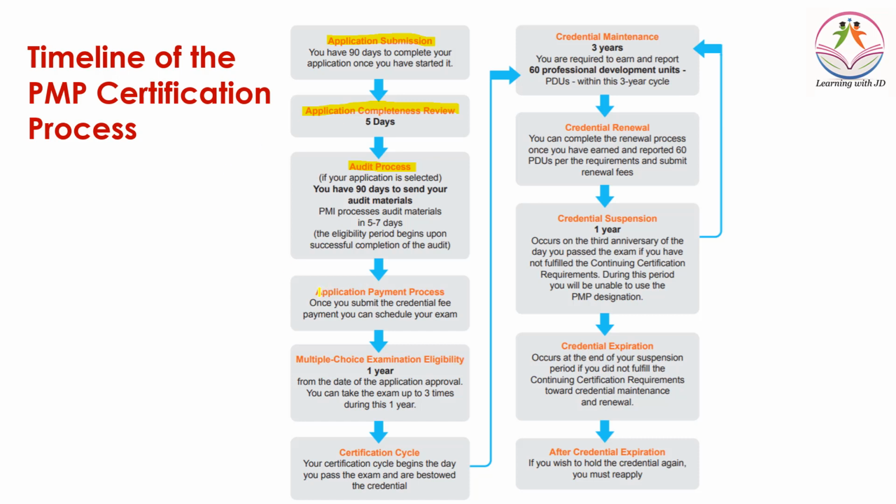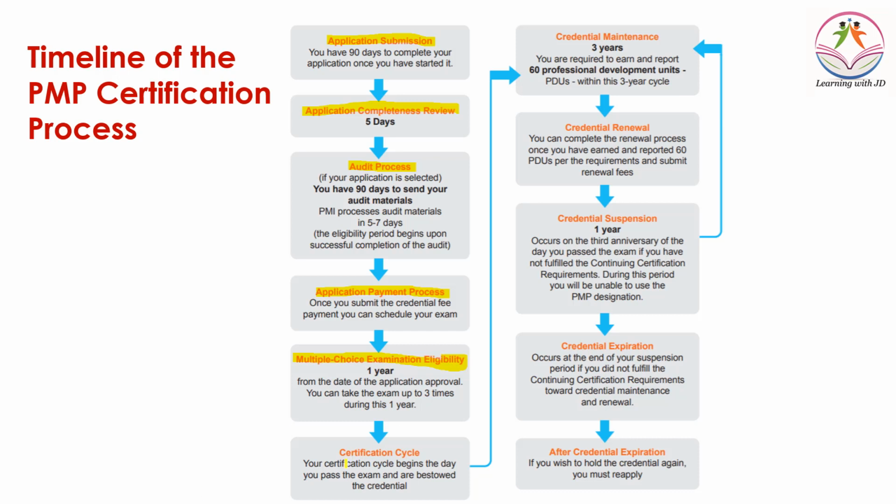Once that happens, your application is approved, and your application payment process starts. Once you submit the credential fees payment, you can schedule your exam. So the scheduling of the exam will happen only after you have made the payments. Now you have multi-choice examination eligibility for 1 year. From 1 year from the date of application process, you can take the exam up to 3 times during this 1 year. Okay, so in case you applied for the examination and have not been able to clear it, you can take up to 3 times during 1 year.